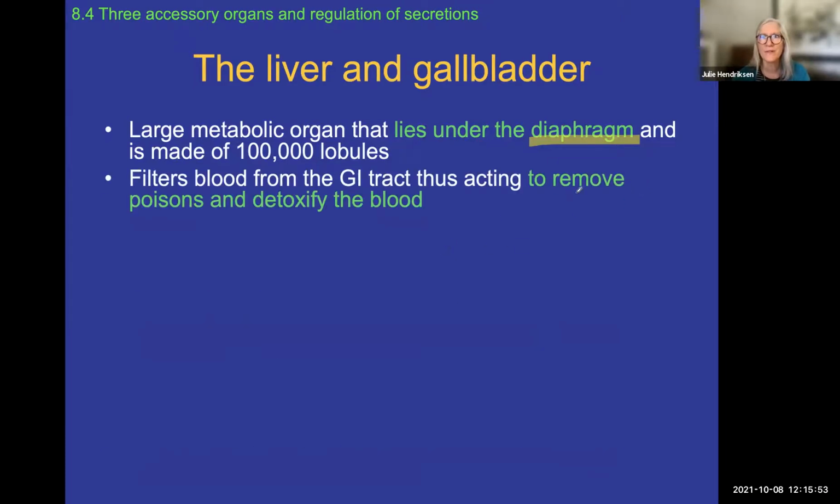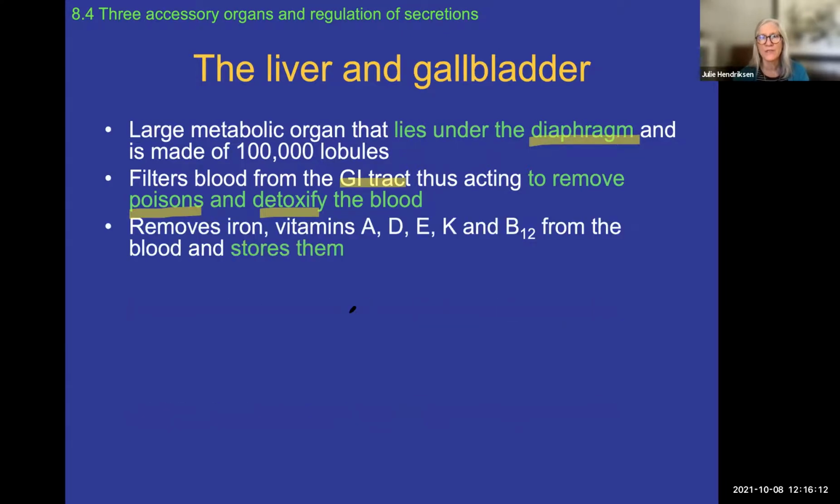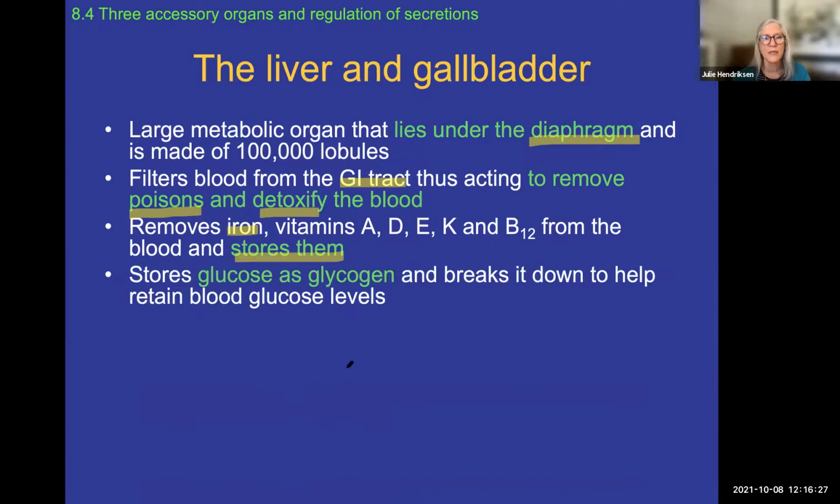And of course, we think of the liver as helping us to detox. So removing poisons and detoxifying as that material comes from the gastrointestinal tract, from your intestinal tract mostly, and then entering circulation. Well, the liver is going to help detoxify those materials. We're also going to gather up iron, important vitamins, and then store them there in the liver. So you've got some storage of nutrients, but also some detoxification.